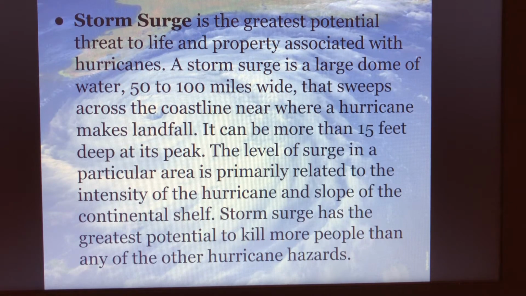A storm surge is a large dome of water that comes off the ocean that's being pushed by these heavy winds. It's about 50 to 100 miles wide, and it sweeps ocean water all across the coastline where the hurricane makes landfall. It can be more than 15 feet deep at its peak. So it has a lot of the same characteristics of a tsunami. The level of surge has to do with the intensity of the hurricanes and the winds and the slope of the continental shelf, meaning how deep does the beach go. Storm surge has the greatest potential to kill more people than anything else in a hurricane.